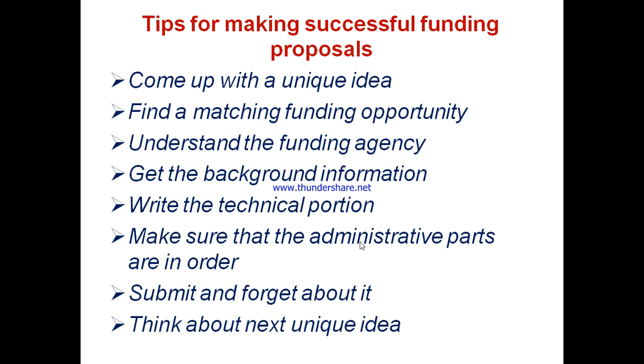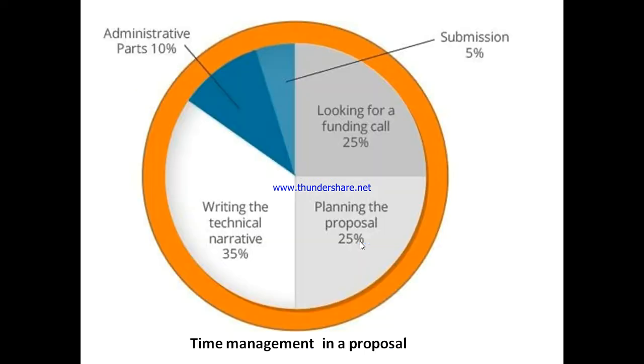Understand the funding agencies you are targeting. You have to have a clear idea about the background information of the funding agency. If it is DST, AICTE, or any other funding agency, you need to have the background information. You need to write the technical portions very clearly. You must have the technical contents; I will give separate details on what should be there in the technical portions. Make sure that your administrative part is in order, and submit it and forget about it. You have to think about the unique idea you have.